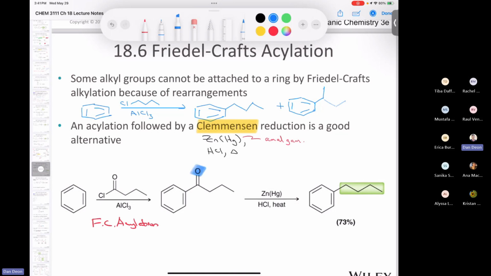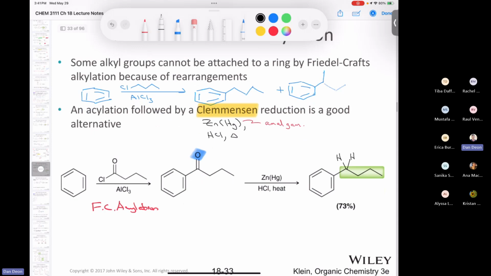So once it was here, and now it's been reduced. The reason it's called reduction is because now that carbon, instead of being bound to two oxygens, or having two bonds to oxygen, it's got two bonds to hydrogen. So that's why it's called a reduction, right? Loss of oxygen, gain of hydrogen.